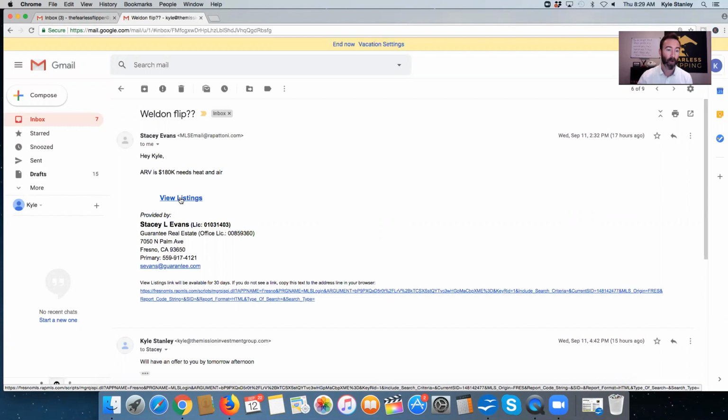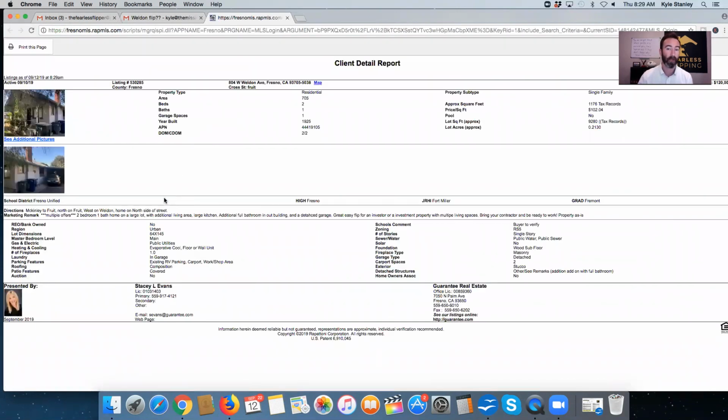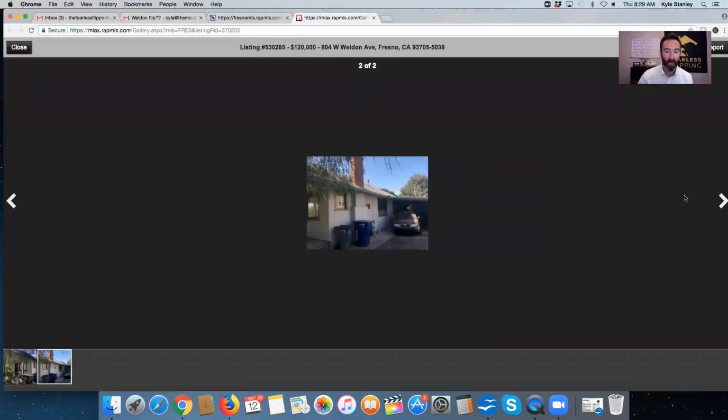So here we go. She says it needs heating and air. So I already know I'm going to have to add on a little bit. With this one, I don't really have pictures. As you can see, that's the very first thing that I'm looking at is pictures. Well, this is going to be a rough estimate. And this right here holds people back from putting in offers.